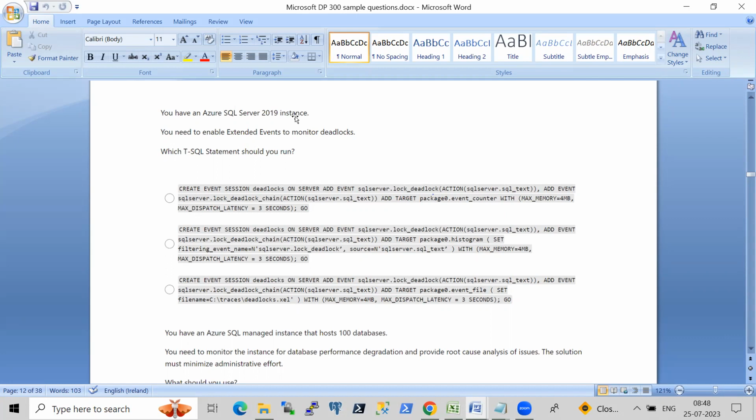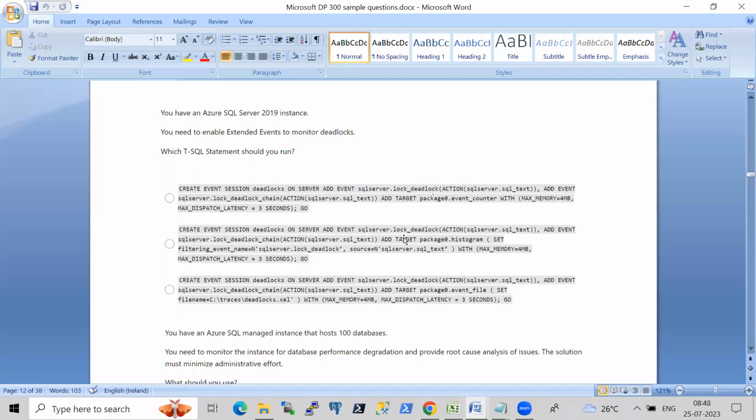Okay, so this question is on 2019. Out of these three, which one should I choose? He's asking about T-SQL. He's testing your T-SQL abilities also. Unless you have worked on T-SQL, it's almost next to impossible to answer this, but I'm giving you a trick.